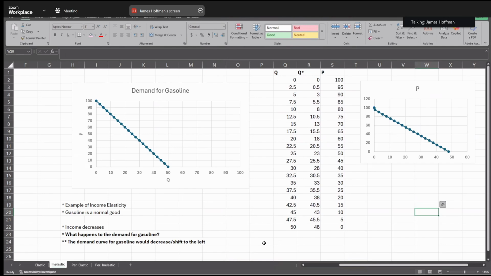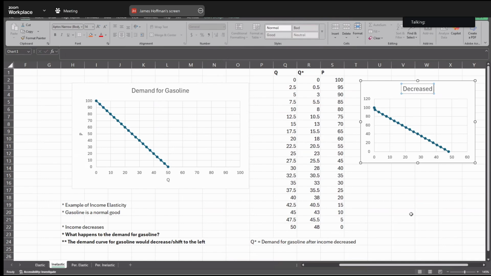I'll call Q star equals the demand for gasoline after income decrease. All right, and this is the decreased demand for gas.